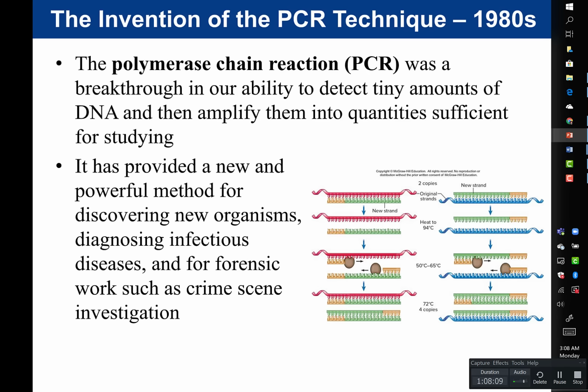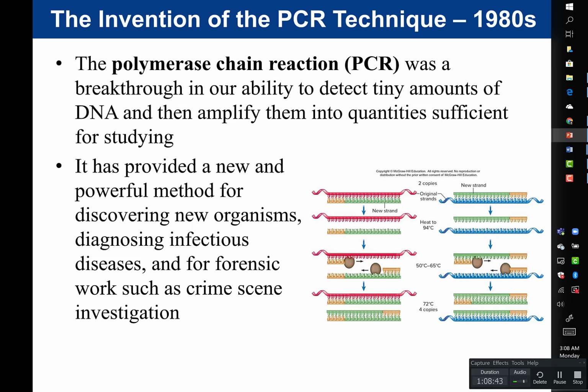In the 1980s, we have polymerase chain reaction, so PCR. PCR was a breakthrough in our ability to detect tiny amounts of DNA and then amplify them into quantities that were sufficient for studying. So you can think of PCR as essentially the DNA Xerox machine. It allows us to make many copies of those DNA sequences. This has provided a new powerful method for discovering new organisms.